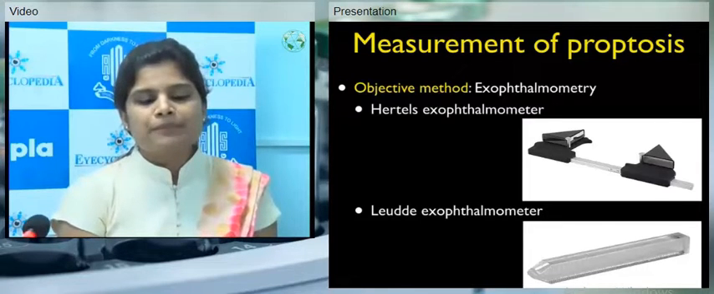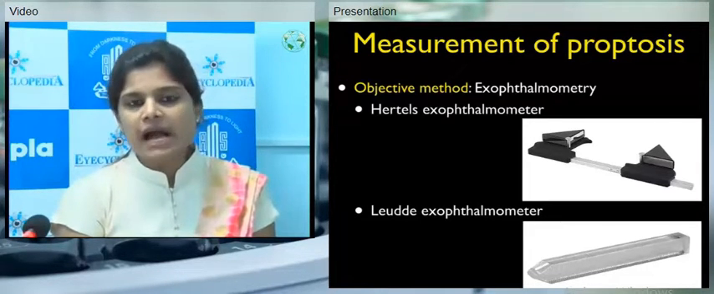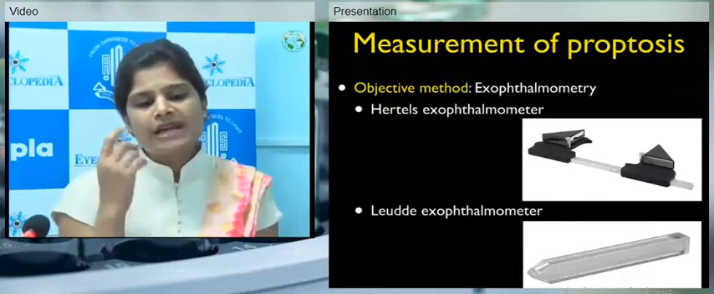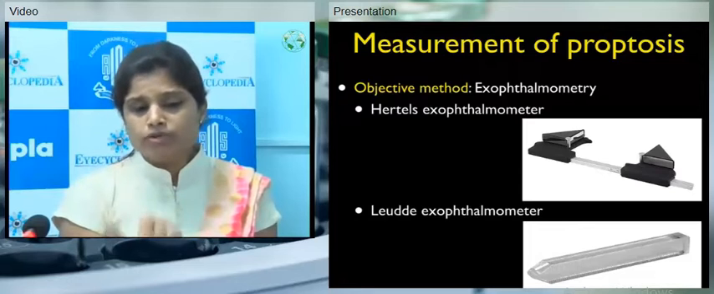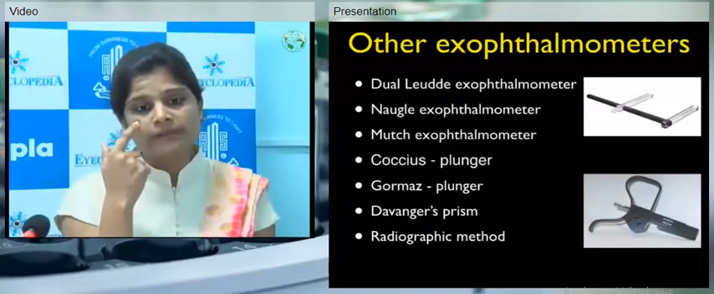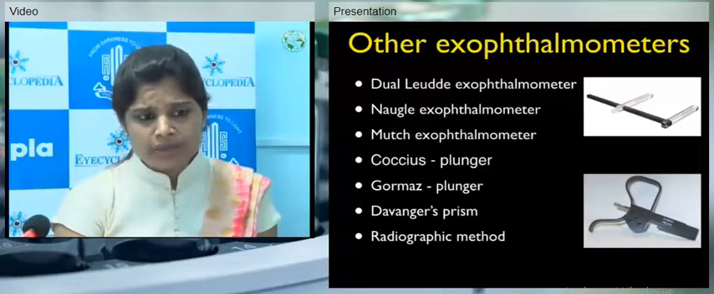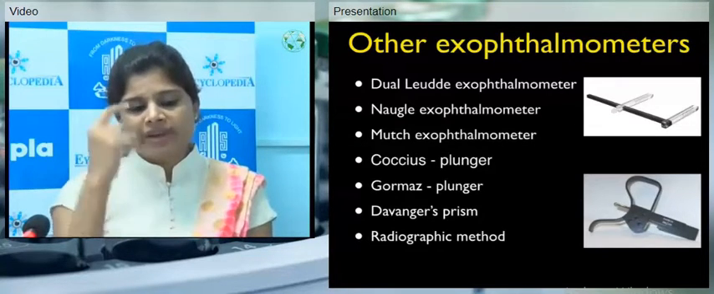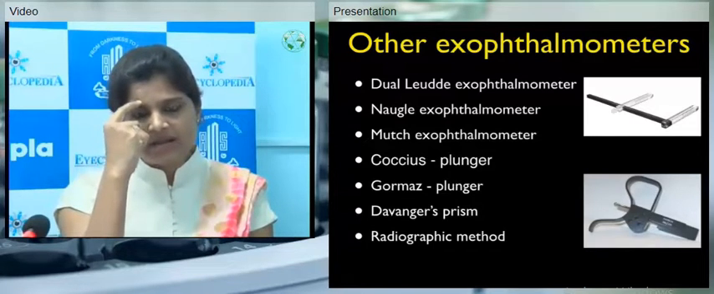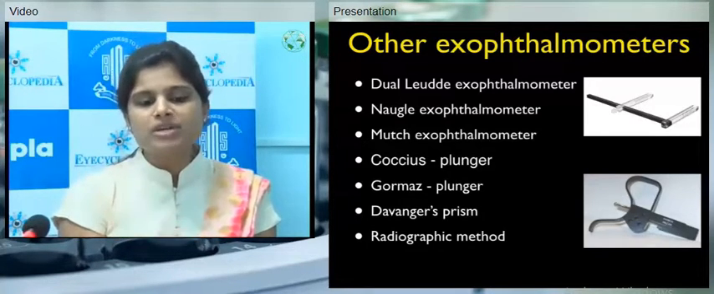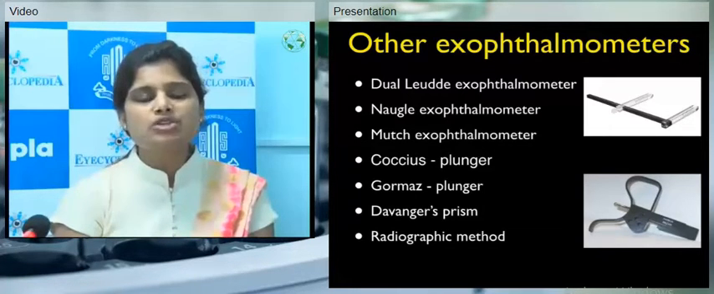Another question that is generally asked is, if the patient does not have a lateral orbital rim, which means that we cannot use the Hertel's or the Luedde's exophthalmometer, what are the preferred exophthalmometers? In these cases, the Nonaxial exophthalmometer and the Mutch exophthalmometer, the reference point is the brow and the cheek. As you can see, this is the dual Luedde's exophthalmometer and this is the Nonaxial exophthalmometer, which is placed this way such that the reference point is the brow and the cheek, and so you can measure the proptosis if the lateral orbital rim is not intact.